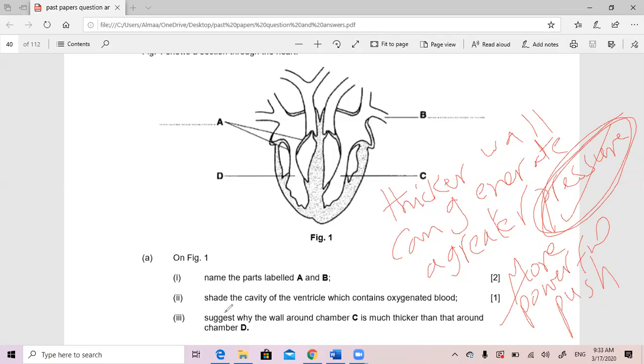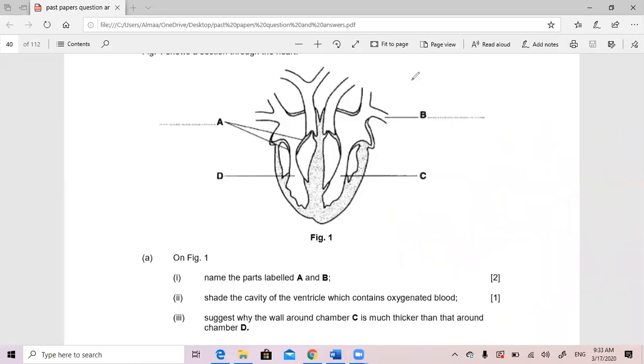But this question is related to transport and at the same time respiration, because we talk about transport and we talk about respiration. You understand me? That is the thing. What happens?